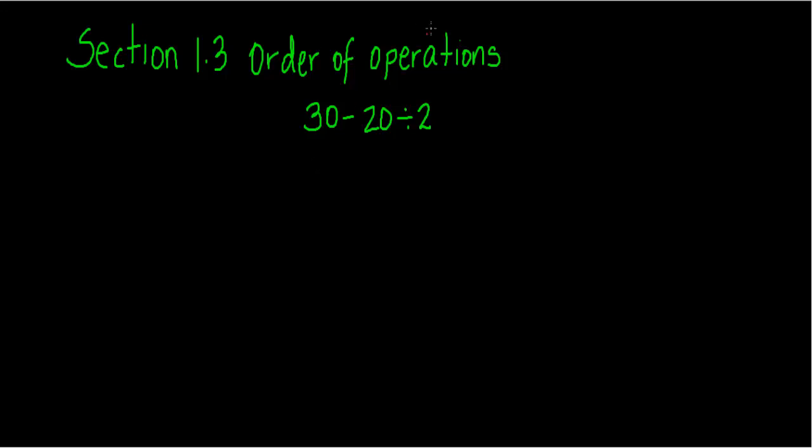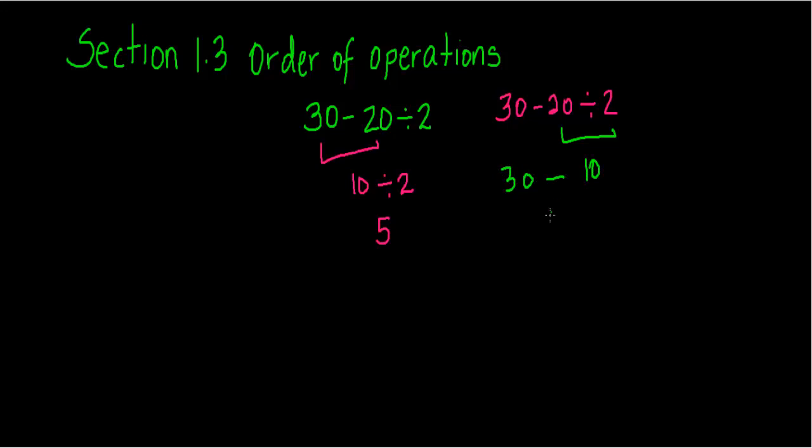If you got 5, then this is what you did. You took 30 and you subtracted 20 and got a 10. And then you divided 10 by 2 and you got a 5. Okay, now if you got 20, then this is what you did. You divided 20 by 2 first and got a 10. And then you subtracted 10 from 30 and got 20. Okay? Now, which of these two is the right answer? Is it 5 or 20?